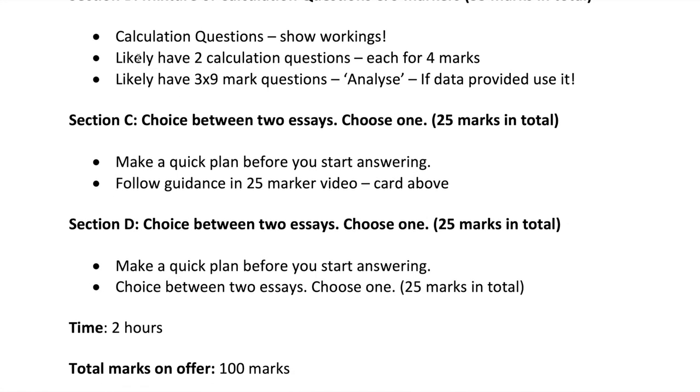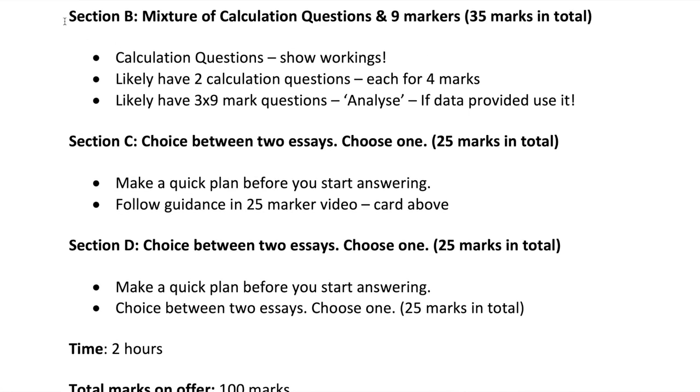The next section you'll see is Section B. Section B will be a mixture of calculation questions and 9 markers. There'll be 35 marks on offer. The calculation questions, make sure you show your workings, bring a calculator of course, make sure you collect all those workings marks just in case there's some sort of finger fudge that happens when you're on your calculator working out the final answer.